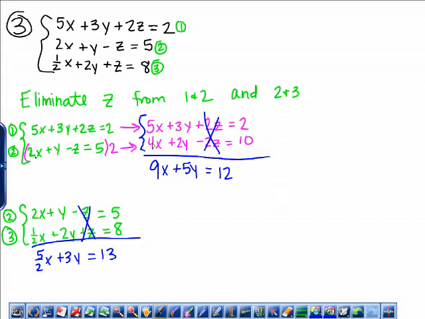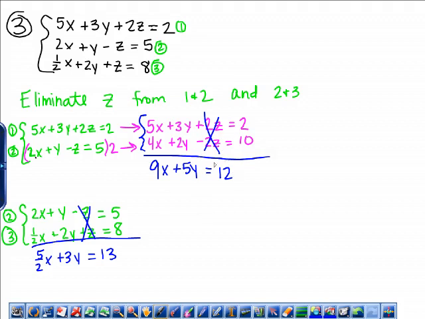These 2 equations come from the manipulations I did to my 1 and 2 in order to set up elimination. So I didn't change anything about the first equation, and I multiplied the second equation by 2 so that I could eliminate my 2z and my negative 2z. Everyone okay so far?